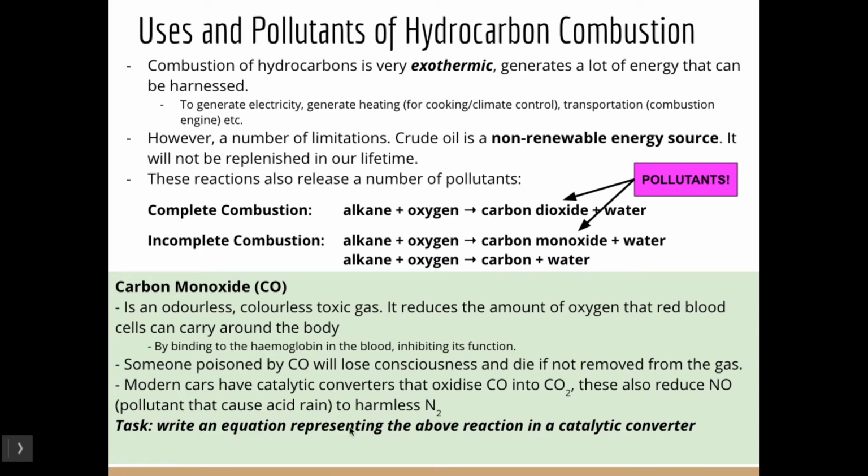Here's a task. Pause and write an equation representing the above reaction in a catalytic converter. I've given you the reaction in words. Can you show that as a balanced chemical reaction? It hopefully looked something like this. Carbon monoxide and nitrogen monoxide get converted into carbon dioxide and nitrogen. Now it does this via catalysis. That's why it's called a catalytic converter. It's a catalyzed reaction and it gets rid of these two pollutants.